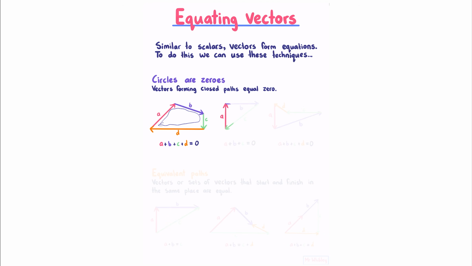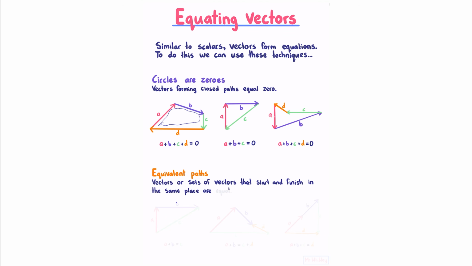Similarly, we could write a plus b plus c, once again forming a closed path, and so once again the sum of these vectors is 0. This works no matter how many vectors you choose, so a plus b plus c plus d, once again all sum to 0.